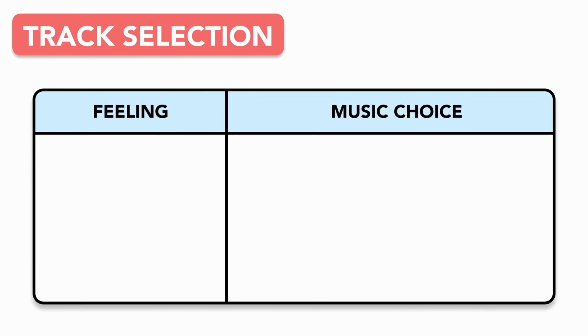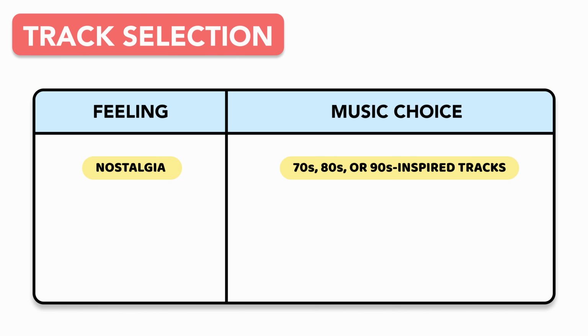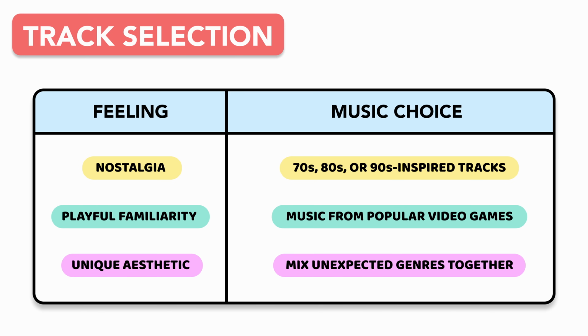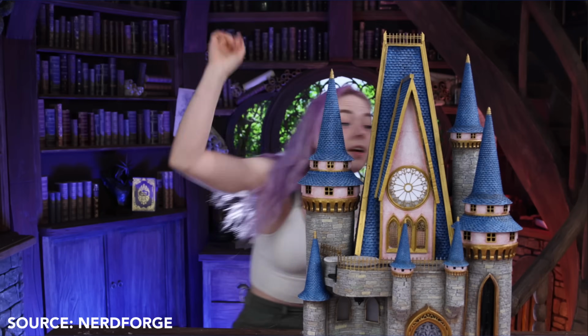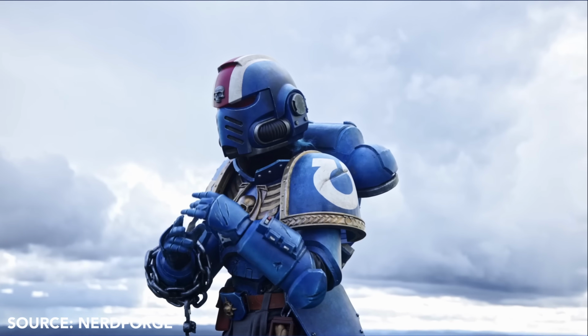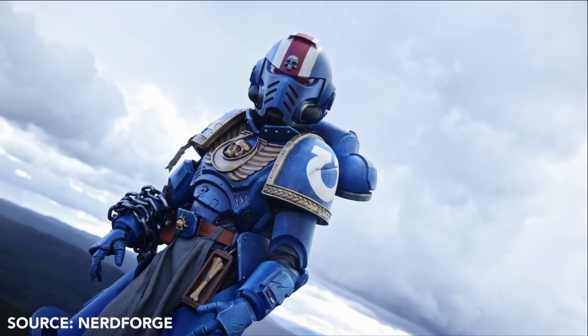So before you pick a track, think about the feeling you want your audience to have when watching your video. Want to evoke nostalgia? Try using 70s, 80s, or 90s inspired tracks. Looking for some playful familiarity? Use music from popular video games. Need something that fits a unique aesthetic? Try mixing unexpected genres together. Nerdforge, for instance, blends epic fantasy scores with futuristic beats, reinforcing her steampunk meets fantasy vibe.